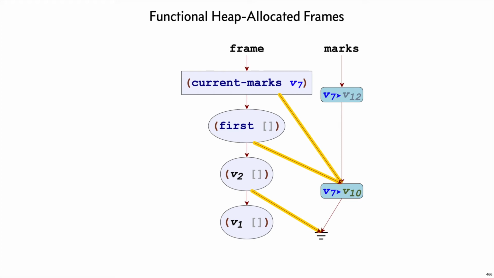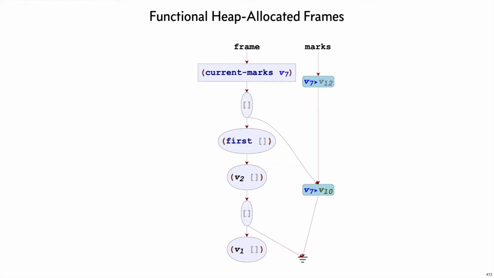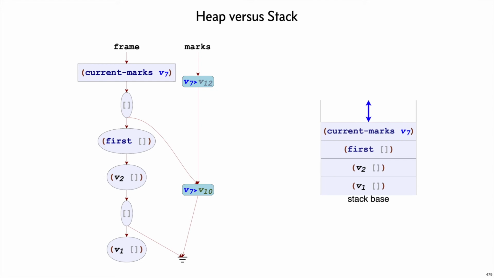To address this, we can introduce special continuation frames that are just there to reset the marks on a return. That way, most frames just refer to the rest of the continuation, while these special frames also refer to a marks list to restore. This is closer to the actual implementation, but to get even closer, we need to switch from heap-allocated frames to stack-allocated frames, because for performance reasons, that's how we actually implement things.